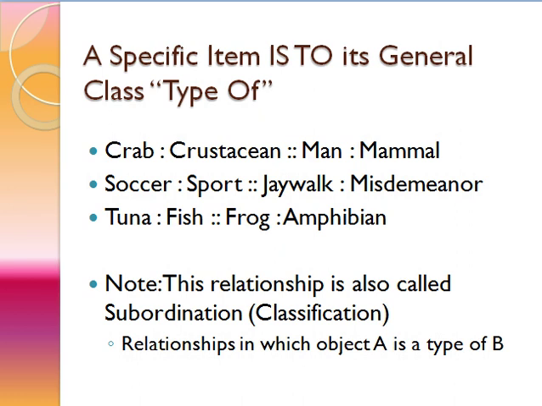A specific item is to its general class, or we can say type of. Crab is to crustacean, man is to mammal. Soccer is to sport as jaywalk is to misdemeanor. Tuna is to fish as frog is to amphibian. Note, the relationship is also called subordination classification, in which object A is a type of B. For example, tuna is a type of fish. Soccer is a type of sport.